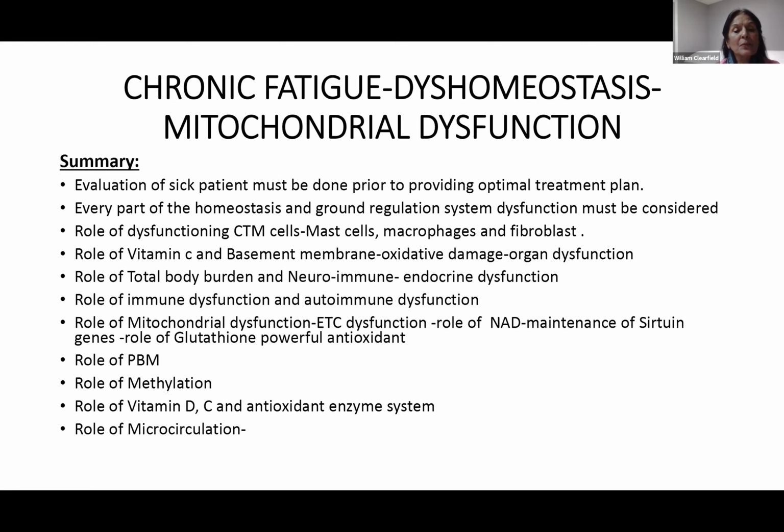Every part of the homeostasis and ground regulation system dysfunction must be considered. The role of dysfunctioning connective tissue matrix cells, the mast cells, which are the most important cells, plays a great role.